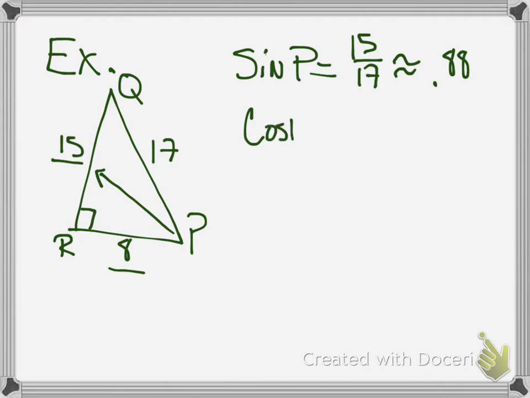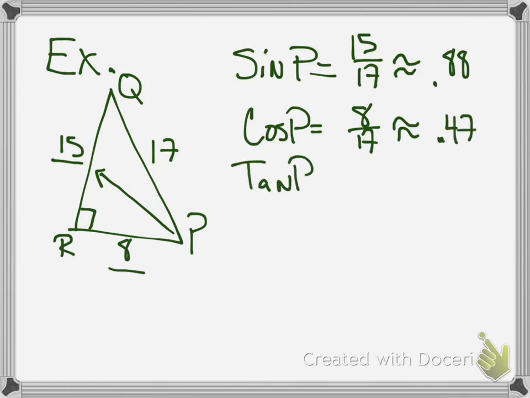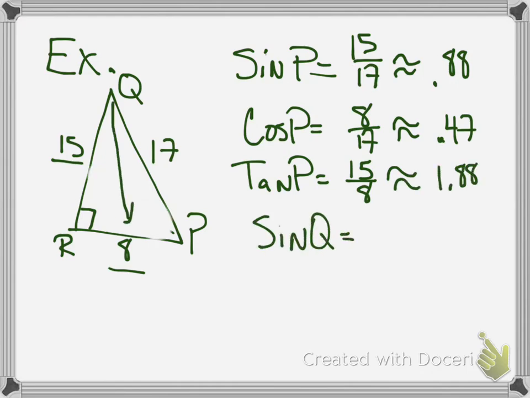Cosine of P is going to be the adjacent, which is 8, over the hypotenuse, which is 17. That's 0.47. Tangent is going to be 15 over 8, which is 1.88. Sine is going to be sine of Q. Now notice how I'm going the opposite. Now this one I'm going 8 over 17.